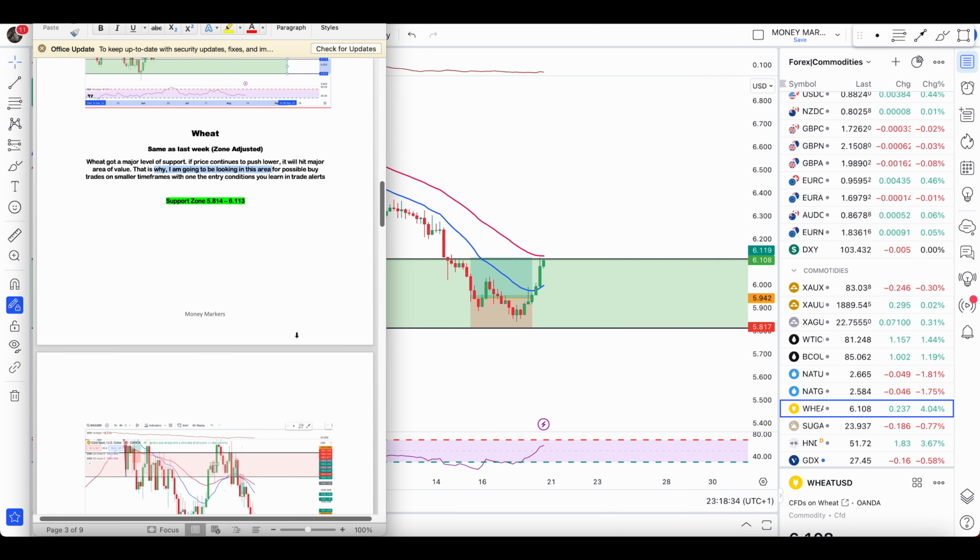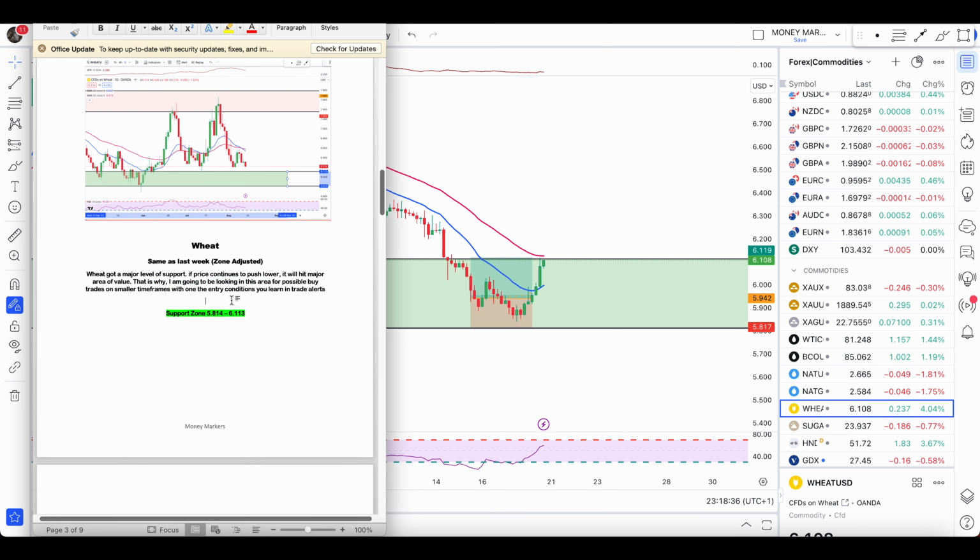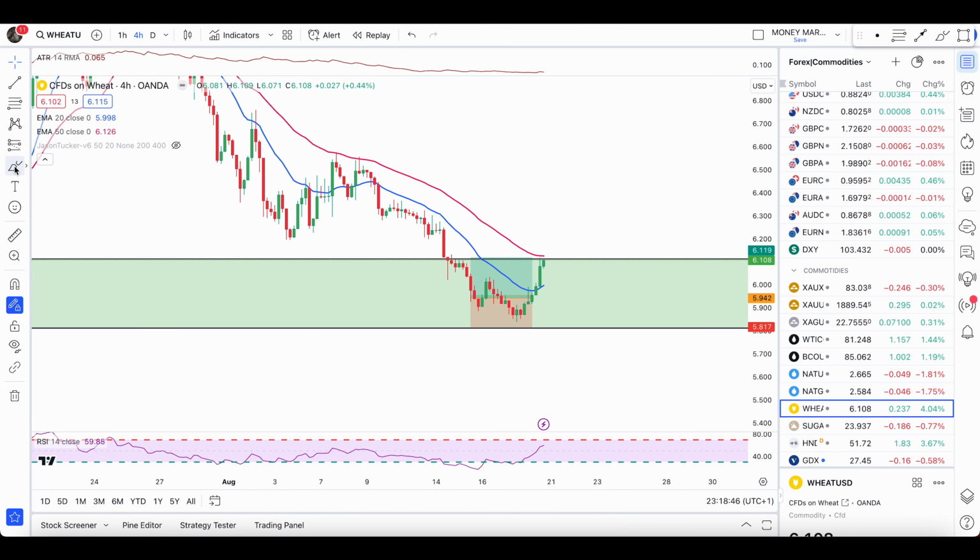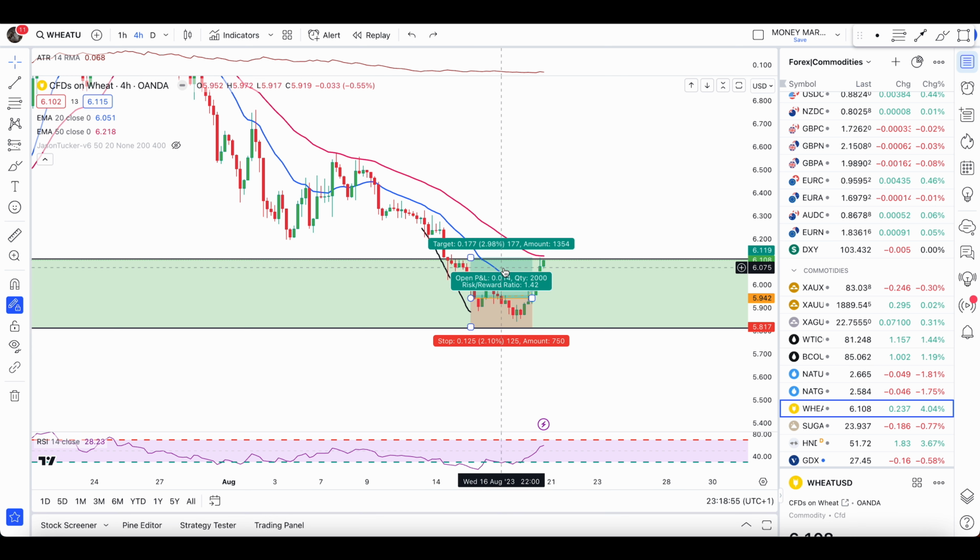Next one, we have wheat right here. I've already informed my members that I'll be looking to enter my buy trades if the price hits my zone, and we need to see a good condition to enter the trade. And right here on your right, what did we have after the price hit my zone? We had a nice bullish engulfing pattern, and that is my entry. And as you can see, the target of 1.421 risk to reward ratio has been hit.